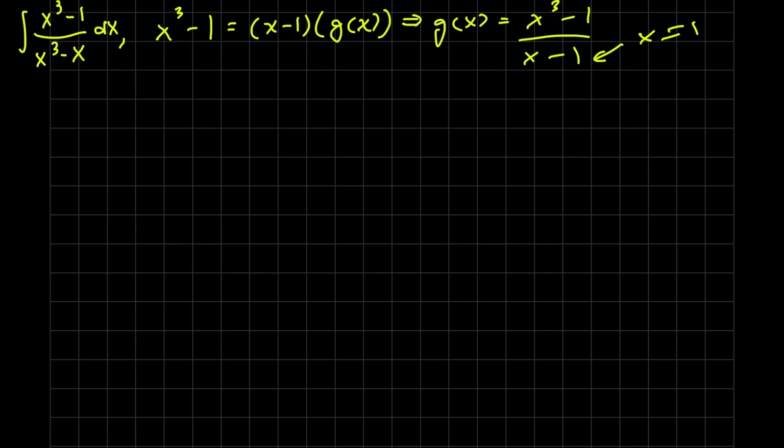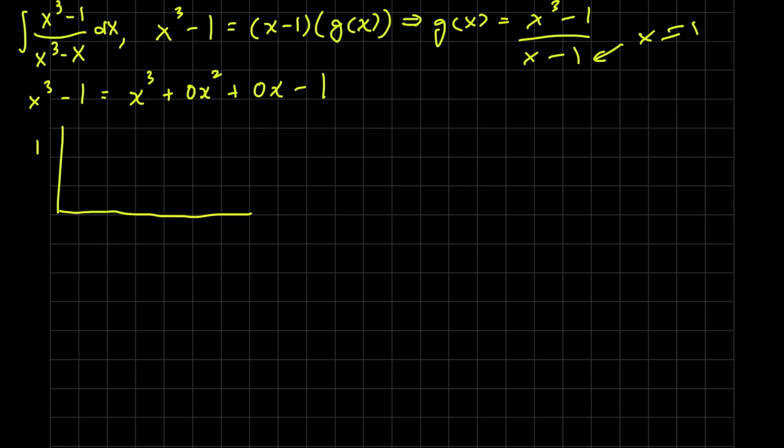We'll first notice that x³ − 1 is the same thing as x³ + 0x² + 0x − 1. So the setup is we write our x equals 1, and then we will write x³, x², x, and some constant. The coefficient of x³ is 1, the coefficient of x² is 0, the coefficient of x is also 0, and the constant term is −1.